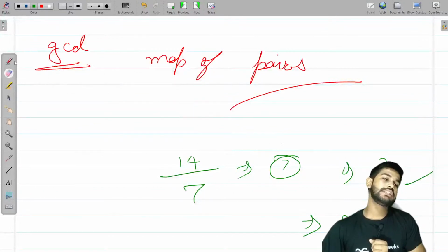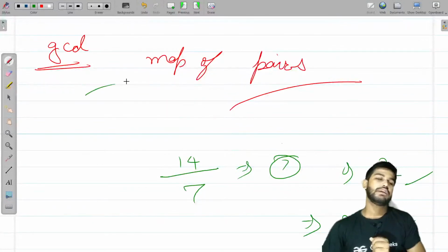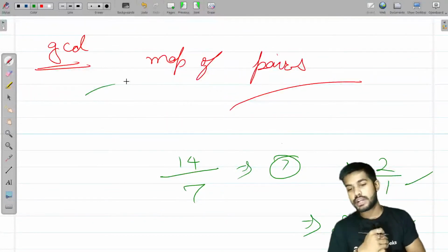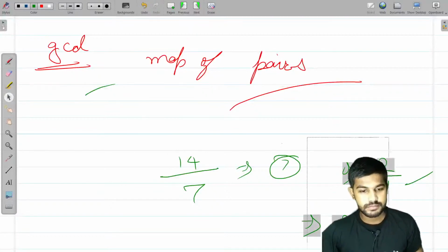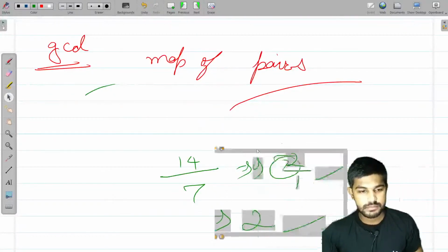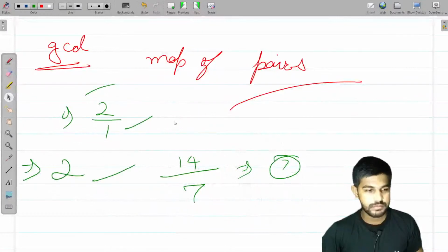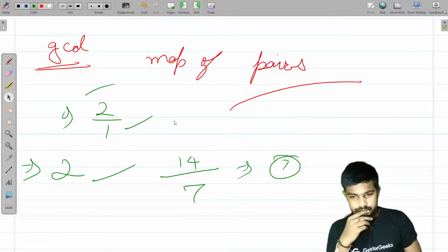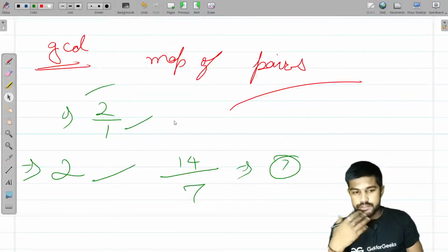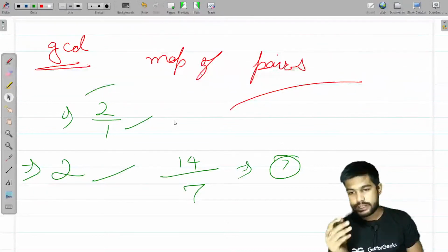Am I clear with the GCD part or not? Just tell me if I'm clear with this or not. Can I have a quick +1 if everything is clear? Now we would move to the implementation.